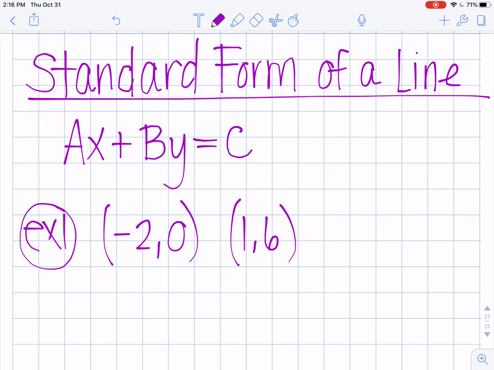In this video, we're going to talk about how to write an equation in standard form of a line. The equation for standard form is when your x and your y's are on the same side. So you have a times x plus b times y is equal to c. We start off doing this by just writing an equation like we have so far using our point-slope form.